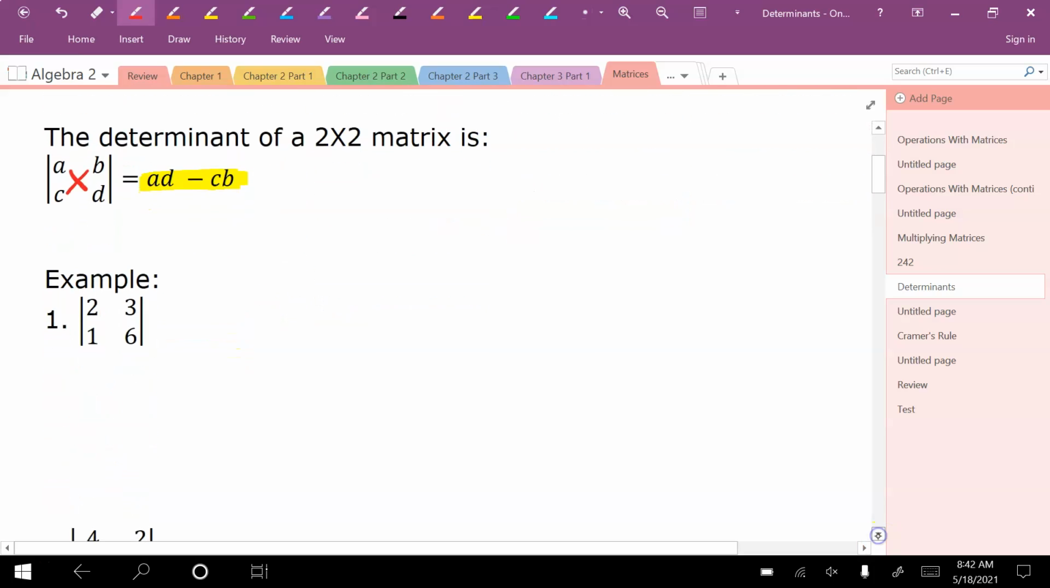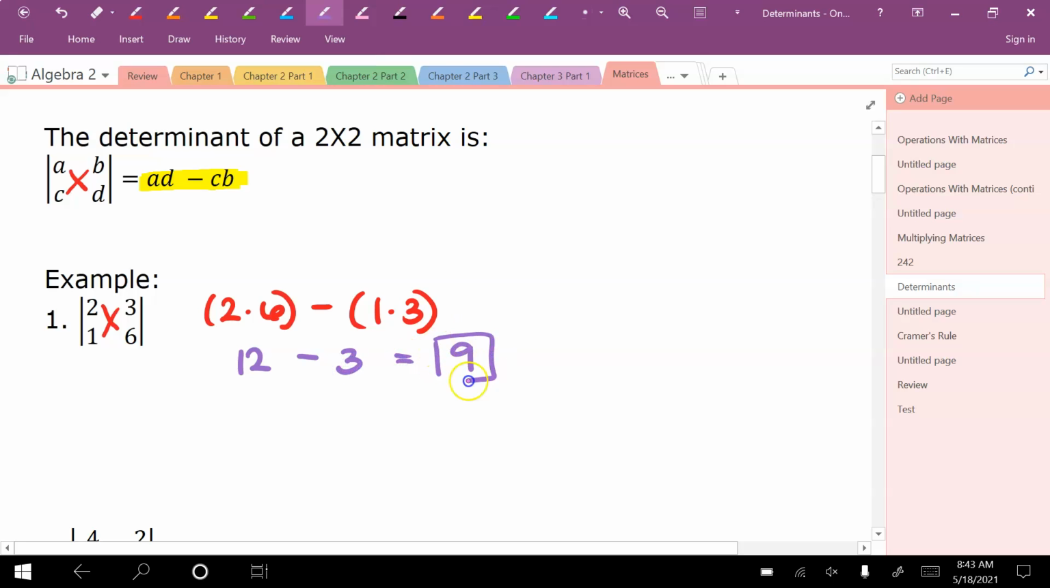So for example, in this first one, I have 2, 3, 1, 6. I'm going to cross multiply. So I'm going to take 2 times 6, and I'm going to subtract 1 times 3. So I'm just following what I have up there, that AD minus CB. So 2 times 6 is 12, and 1 times 3 is 3. So I'm having 12 minus 3 here, which is going to give me an answer of 9.